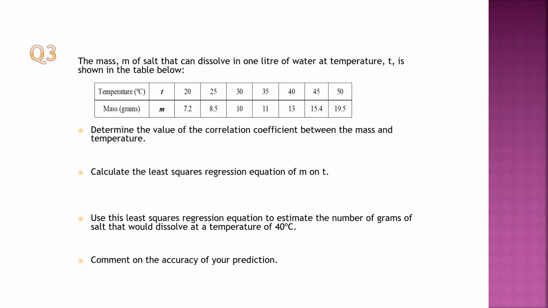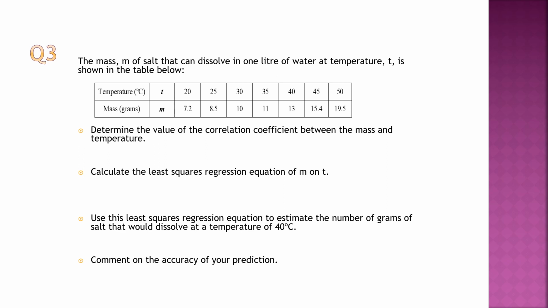So they've given you the temperature here. They've given you the mass here. So determine the value of the correlation coefficient between the mass and temperature. When you're finding the correlation coefficient, whether you put T first or you put M first, it really doesn't matter. If you don't believe me, you can try. You can put 20, 7.2, 25, 8.5, or you can put it vice versa, the other way around. You will get the same answer.